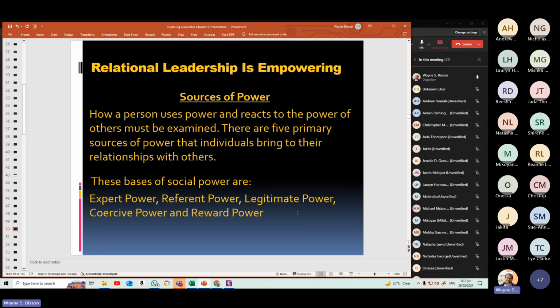Now, there are a couple sources for power, and how people respond to the power is another element that you're going to look at.